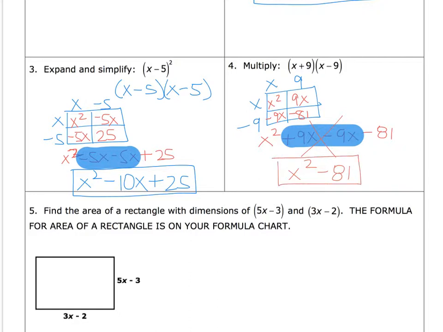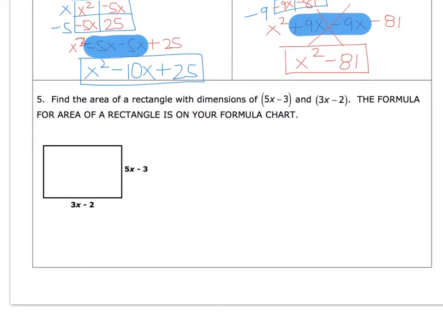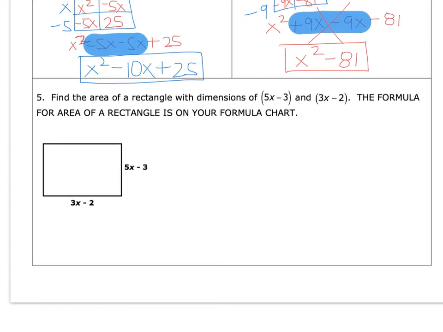Okay. The last problem here on the front is an area problem. They even have a nice picture drawn for you. Remember, guys, area of a rectangle, hopefully we all know that area of a rectangle is just length times width. So I'm just going to be multiplying these 2 expressions. Okay, so I've got 5x minus 3 times 3x minus 2, length times width.